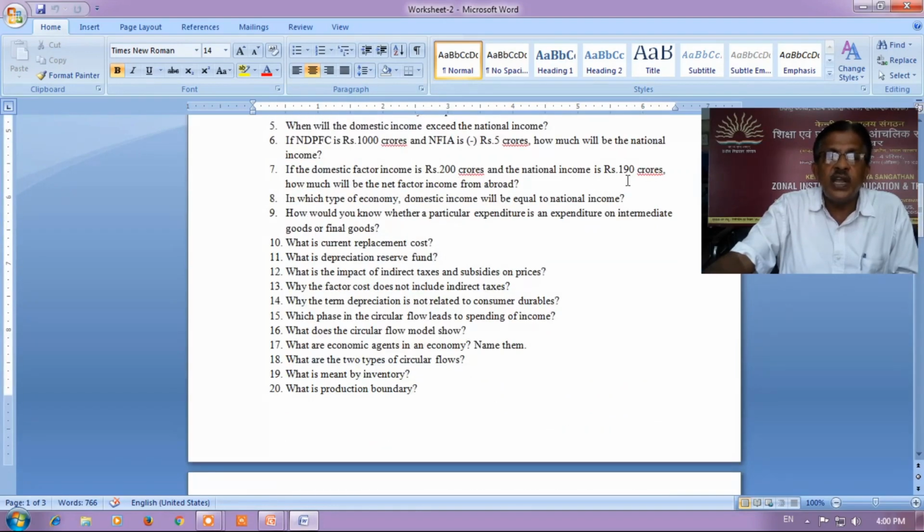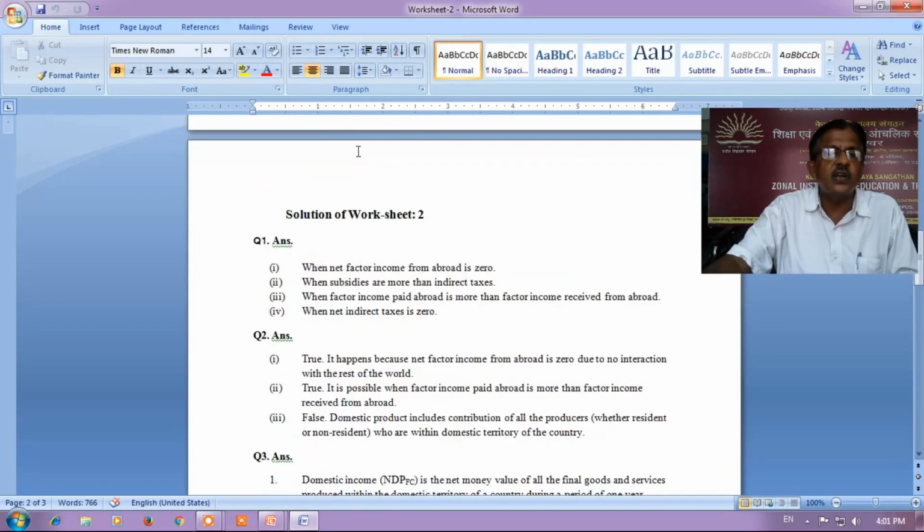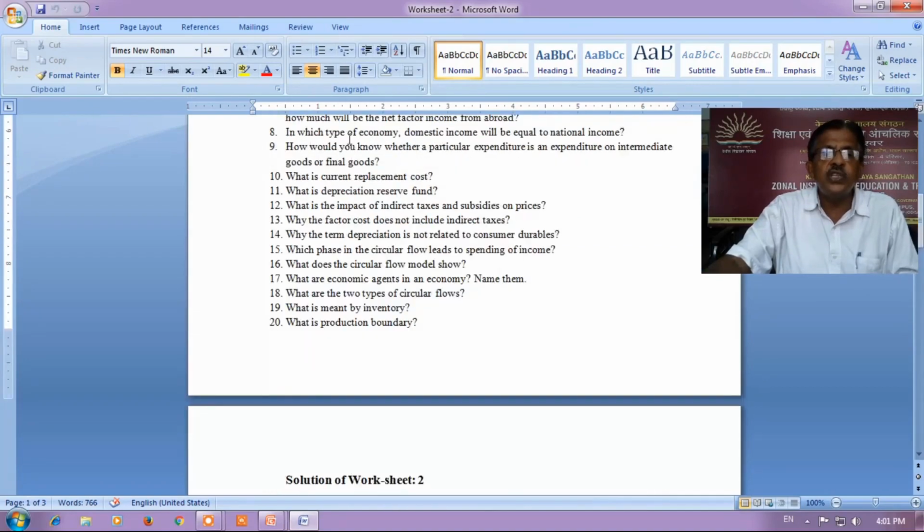National income is 190 minus the domestic income is 200, because domestic income plus net factor income from abroad is the national income, or the difference between the national income and domestic income is the net factor income from abroad. So national income value is given and domestic income value is given. So 190 minus 200, that is minus 10, is net factor income from abroad. So you can check here whether it is written correctly. Yes, minus 10 crore.